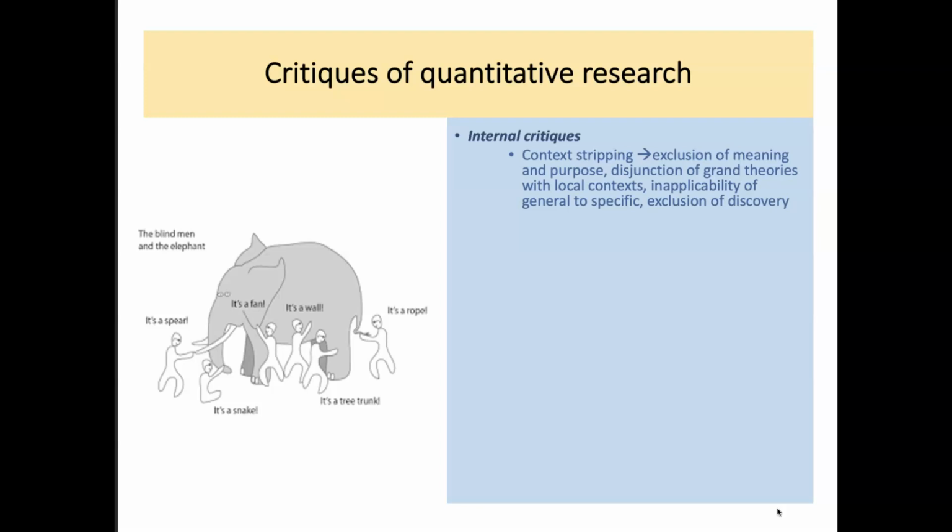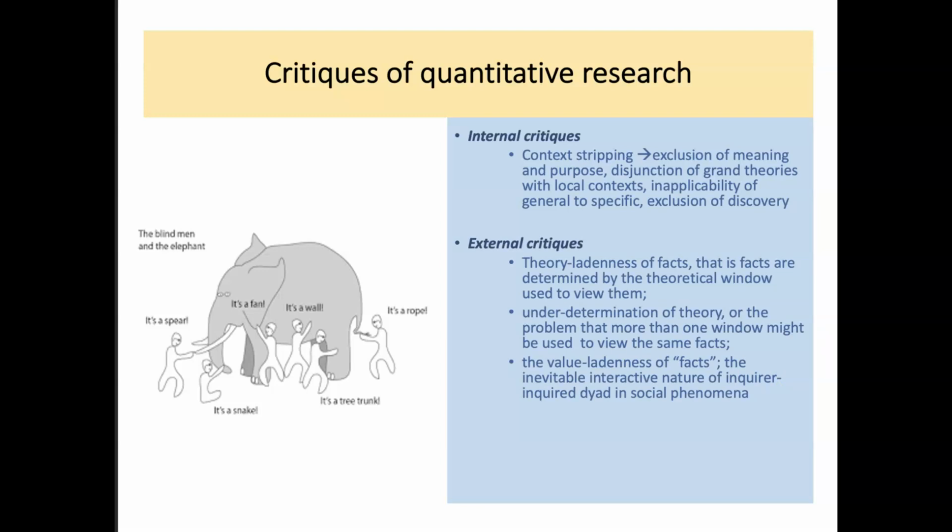But the critique of that was that in doing that, there was an exclusion of meaning and purpose and a disjunction of grand theories with local contexts, which created an inapplicability of general to the specific. That is, the research didn't make sense in various contexts because it was too general and it couldn't be applied specifically to the context in which the phenomenon was occurring. So this was of significant concern.